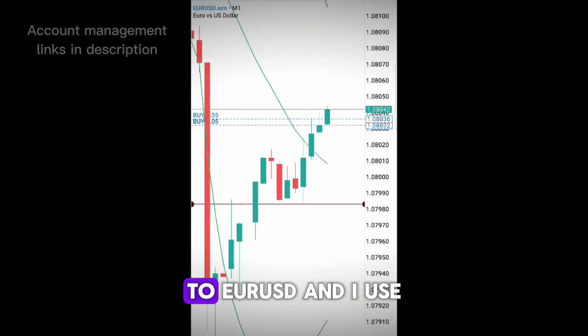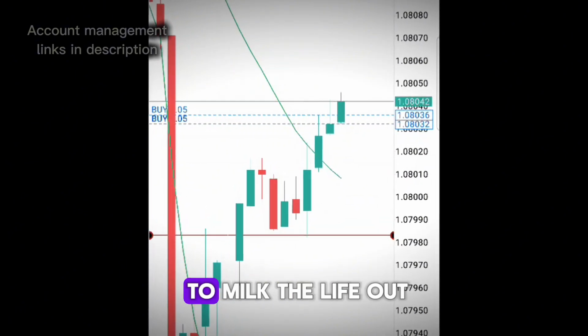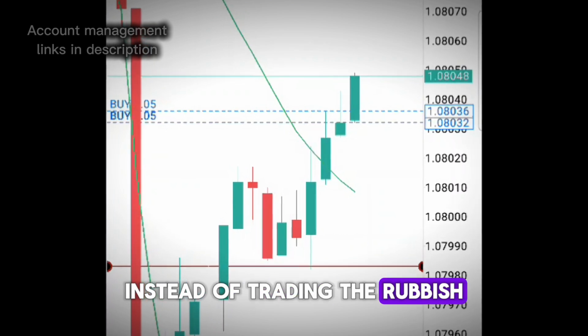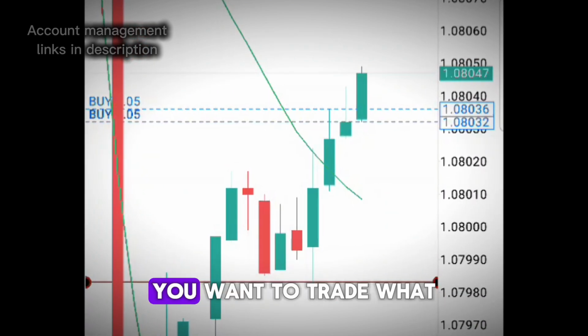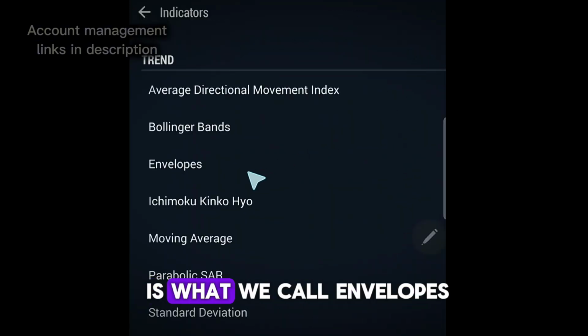And that's why I went to USD and I used that same strategy on USD, and I was able to milk the life out of them. Instead of trading the rubbish I trade, which is the mid-roll, catching the breakout, you want to trade what you know works. And that was why I was able to bag the stuff out of them. And then I closed. And the next indicator is what we call envelope.